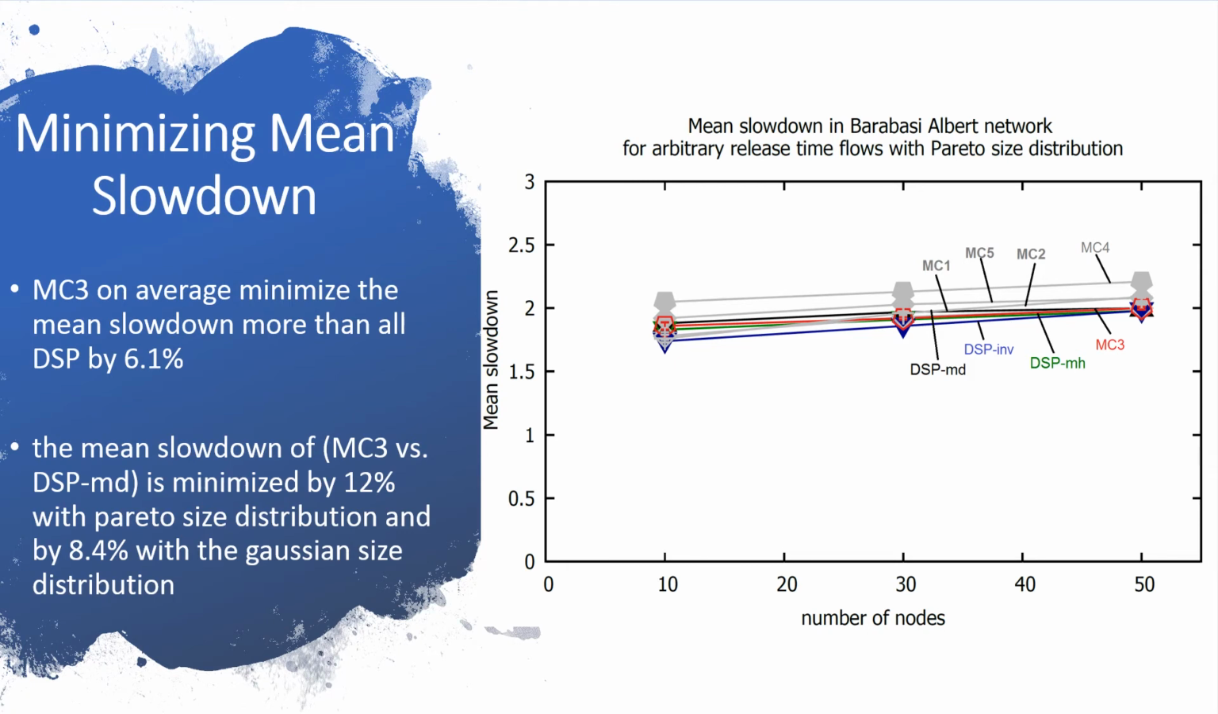However, the other variations, MC1, MC2, MC4, and MC5, have increased the mean slowdown over all DSP on average by 5%, as illustrated in the figure, which is an example of routing in Barabási-Albert network with arbitrary release time flows with Pareto size distribution.